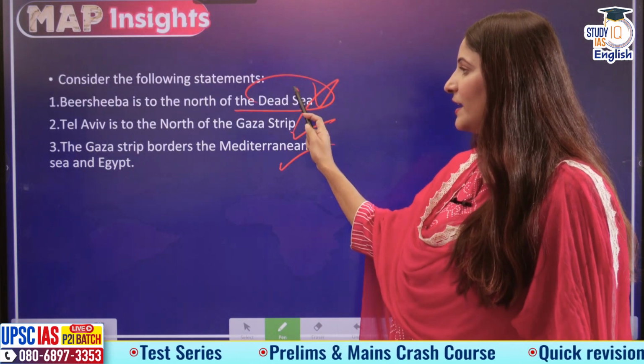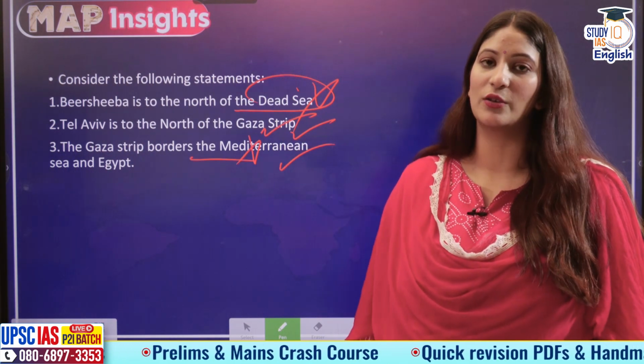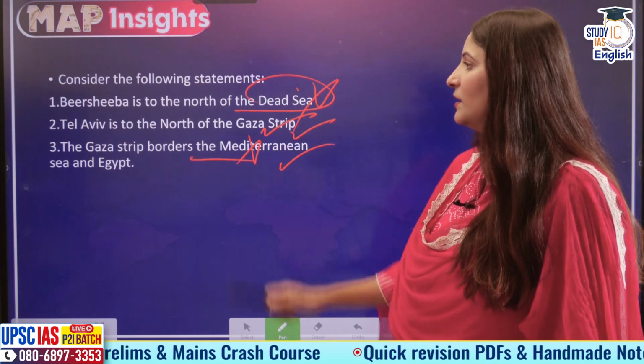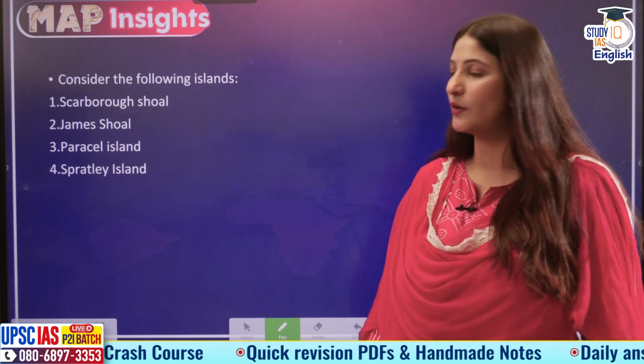So first is incorrect, second is correct, third is incorrect because here it is written Mediterranean Sea in Egypt but not Israel. So one only will be the correct answer, that is the second one. Moving on to the next one, consider the following.